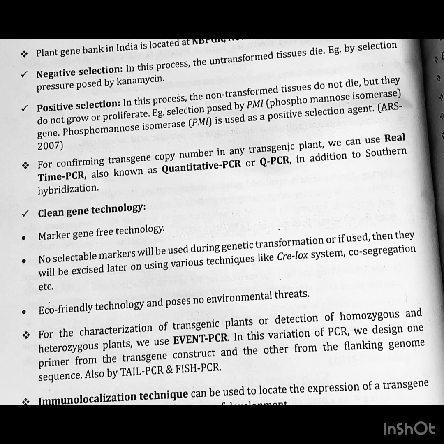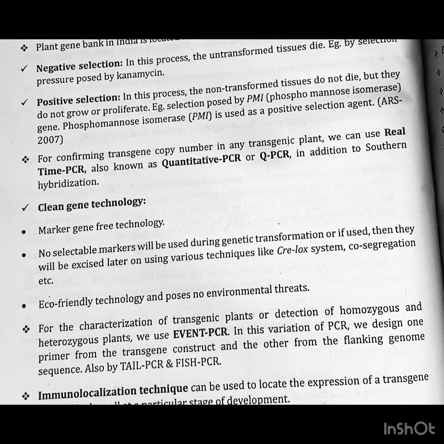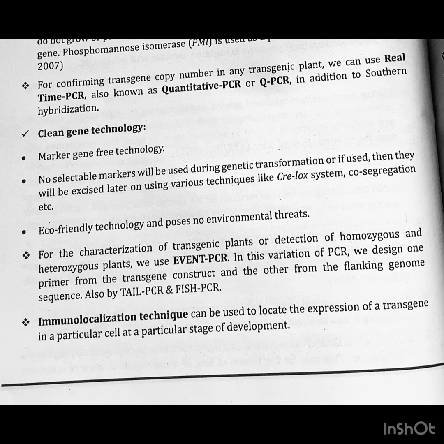For the characterization of transgenic plants or detection of homozygous and heterozygous plants, we use event-specific PCR. In this variation of PCR, we design one primer from the transgene construct and the other from the flanking genome sequence, also by TAIL PCR and FISH PCR. Immunolocalization technique can be used to locate the expression of a transgene in a particular cell at a particular stage of development.